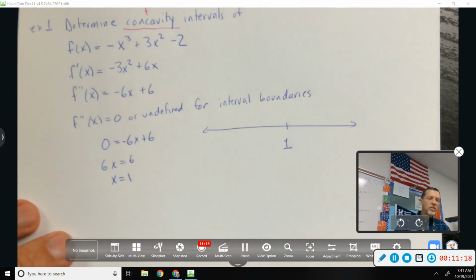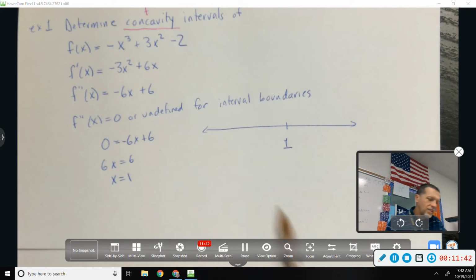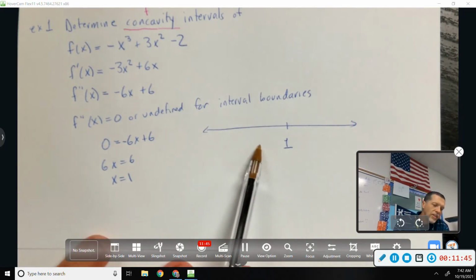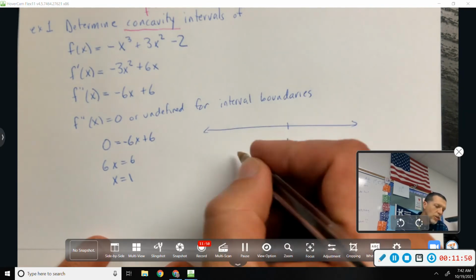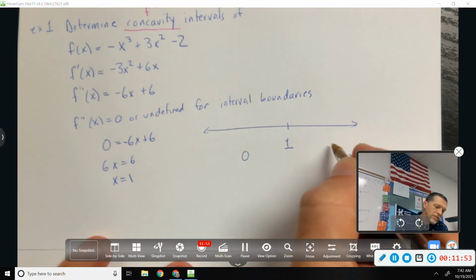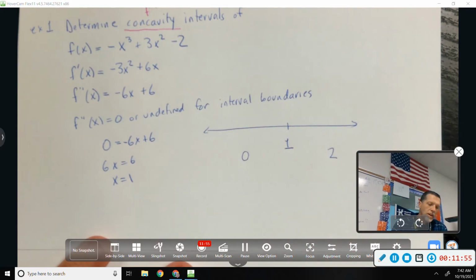Here, this interval test is nearly identical to the first derivative interval test. A key difference is that we're not going to plug it into the first derivative, we're going to plug it into the second derivative, and our conclusion isn't going to be increasing or decreasing, our conclusion is going to be concave up or concave down. But this part of the process is the same. So I need a volunteer from the left of 1. 0 would be a great pick. And to the right of 1, pick 2.